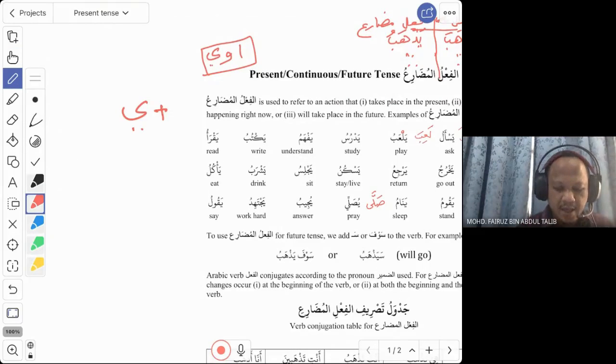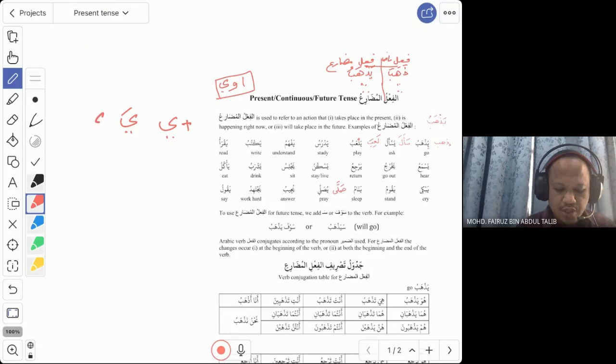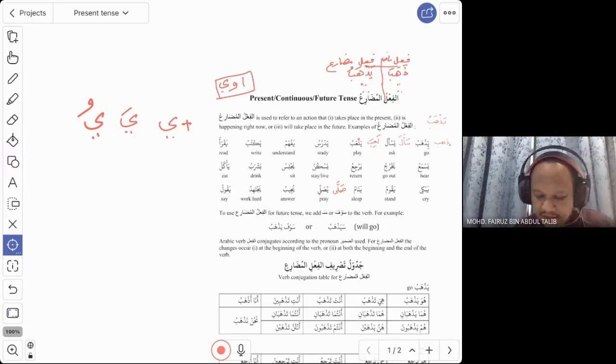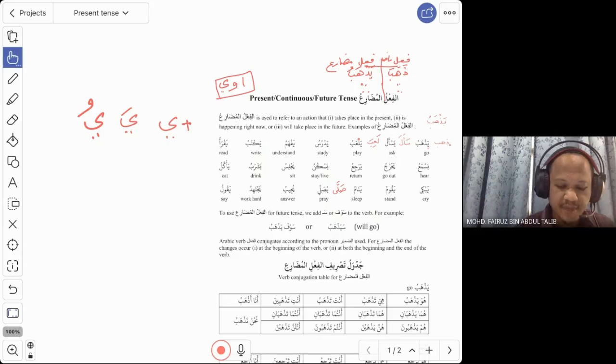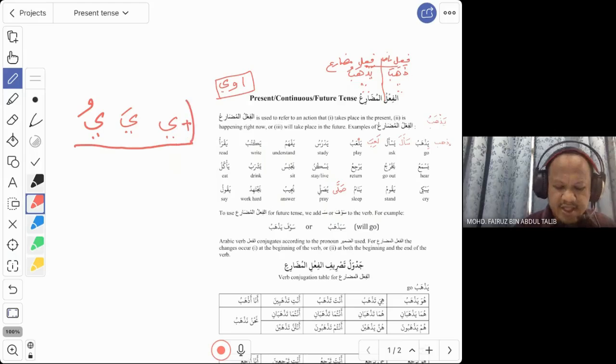And how do you read the ya? Sometimes it is ya, but sometimes it is yu. It depends on the verb. It is actually different from one verb to another. For example, if you look at yazhabu, it starts with ya with a fatha. But if you look at yusalli, now you have yu instead of ya. Most of the time, it will be ya, but for some words, it is yu. That's why I say we need to refer to the dictionary. Yes, first you add ya. But later, you will see it is not just ya. Later, you will see that sometimes you add ta.